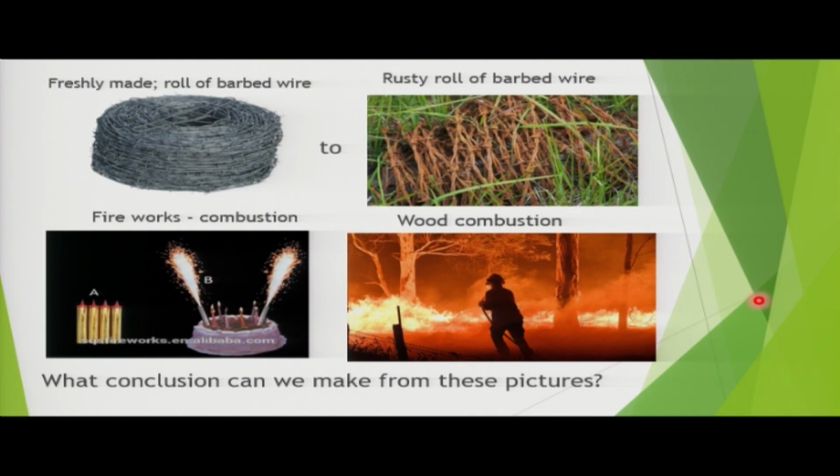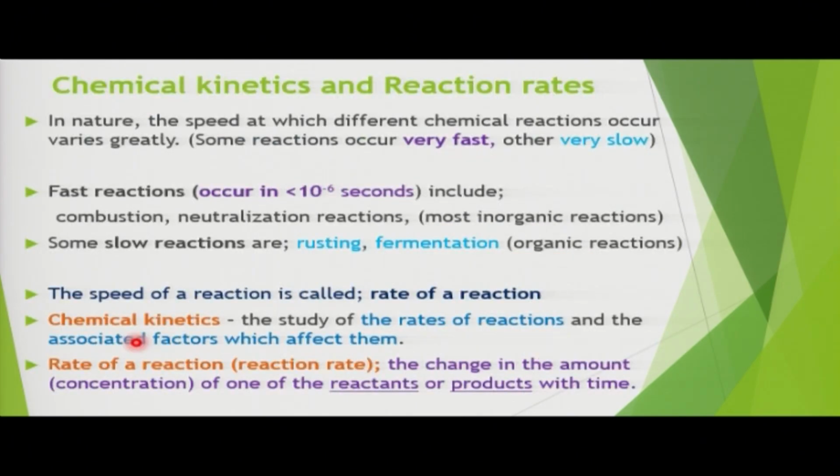So, as you can see, for the first case, which is rusting, it can take months. You see even the evidence, the grass is sprouting. It can take months to occur. Whereas your party celebration, lighting that firework stick, can take just a few seconds. So, conclusions. In nature, the speeds at which reactions occur differ very, very greatly.